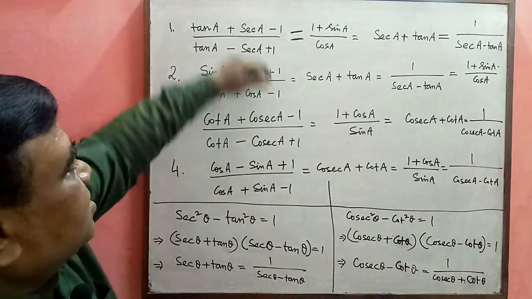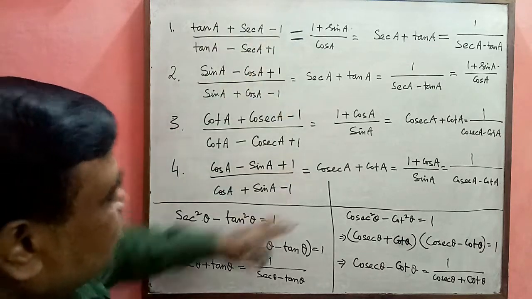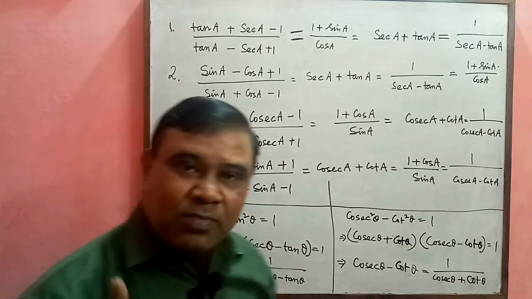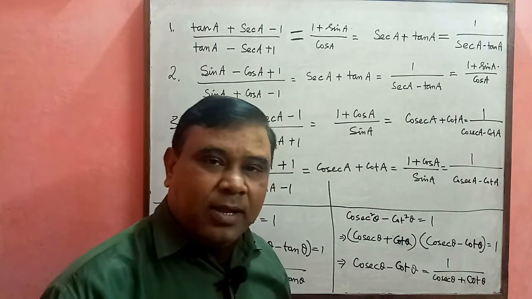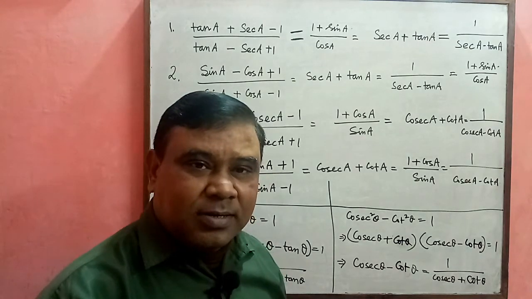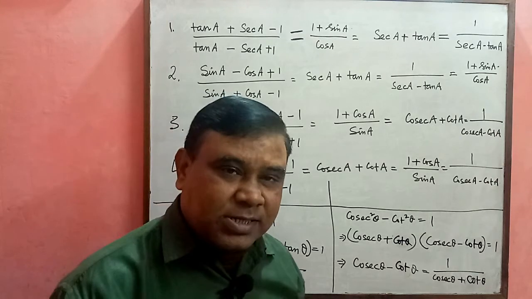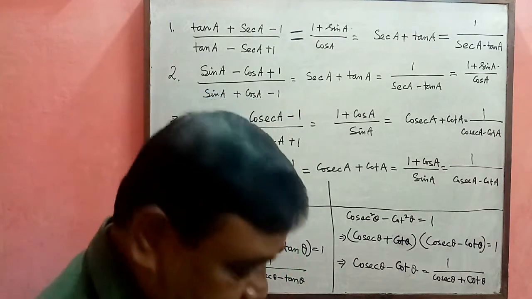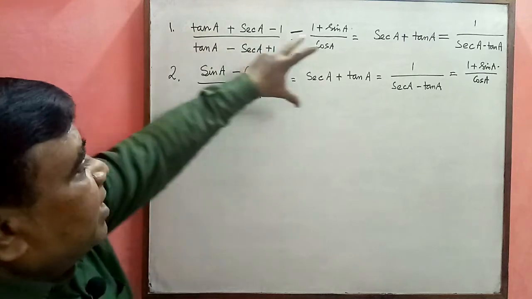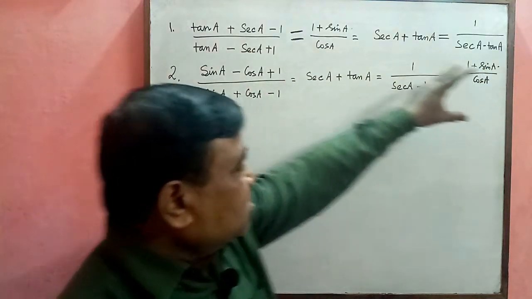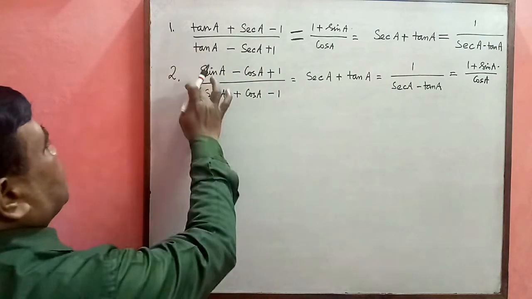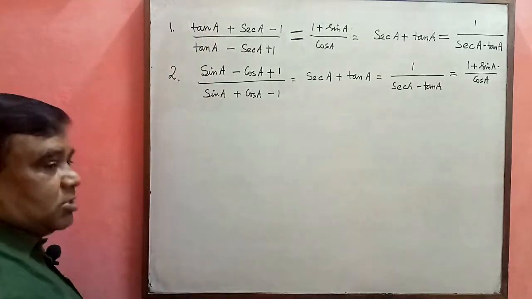So these questions are just based on these identities. I will solve one problem and you try the rest. You use the same method, you will reach your destination and you will get the result. Here, these two I have taken for examples. You see, these two questions are the same question.